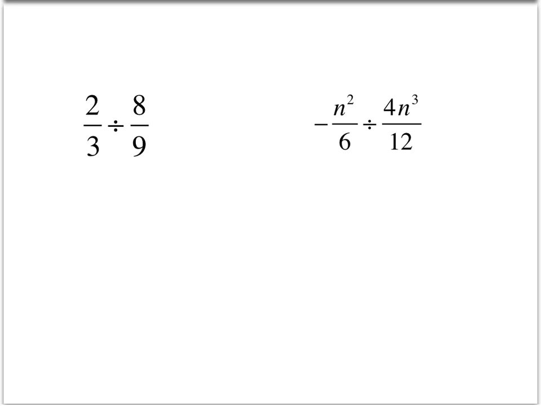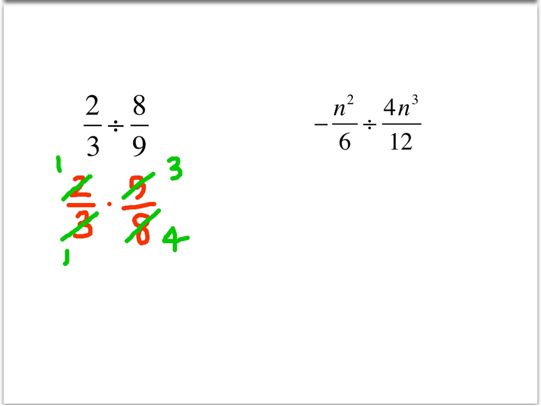First one here is a pretty easy one from earlier, 2/3 divided by 8/9. Remember, never change the first fraction, that stays the same, but then I'm going to multiply by the reciprocal, which should be 9/8, like that. And then I'm going to do a little canceling or reducing. I can divide by 3 here. That becomes 3 in the numerator. I can divide by 2. That becomes 4 here. Now I can multiply across and my answer becomes 3/4. So we've done things like that.